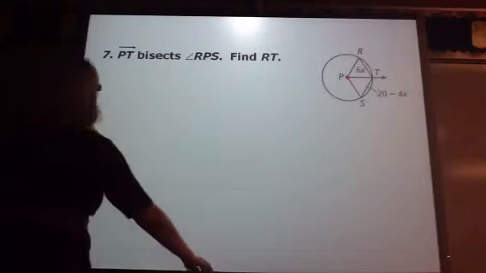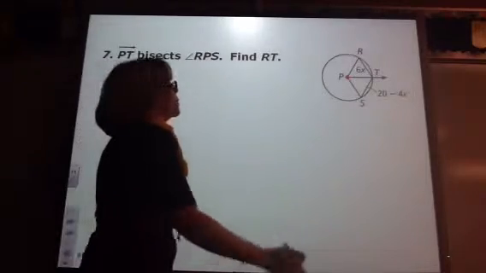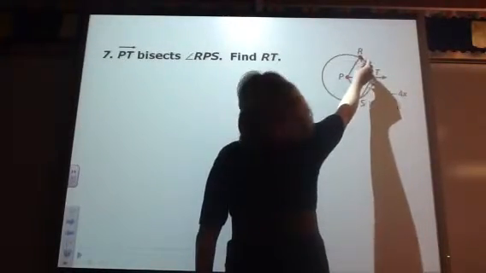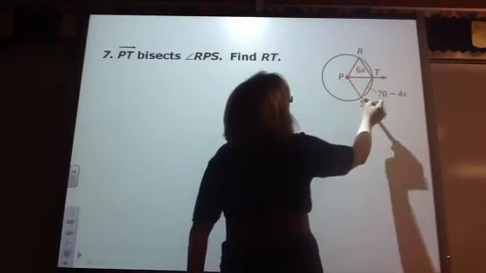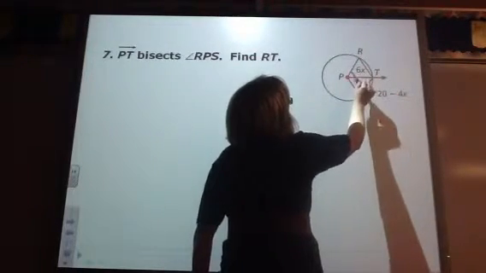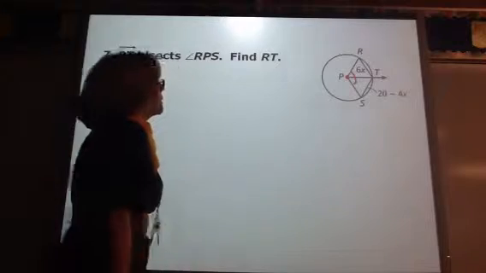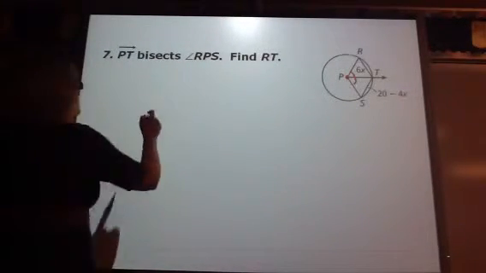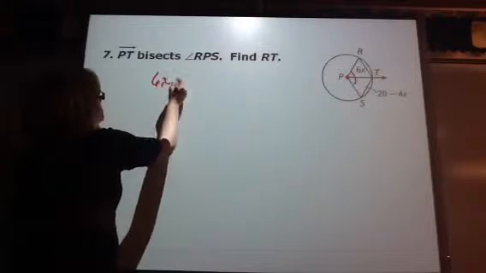Alright, so let's see what this is telling us. This is telling us that we have this ray, PT, and it bisects central angle RPS. So what does that tell us? That tells us that these two angles are congruent. Well, if those two angles are congruent, then those chords are congruent. So we can set them equal to each other.